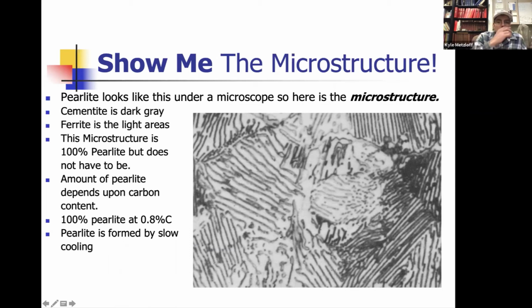Okay. So perlite looks like this on the microscope. The white stuff, again, is ferrite and soft. The dark stuff is cementite. The reason why it looks dark is because the acid etches it and the light goes down into those grooves and doesn't come back out as easily, okay?